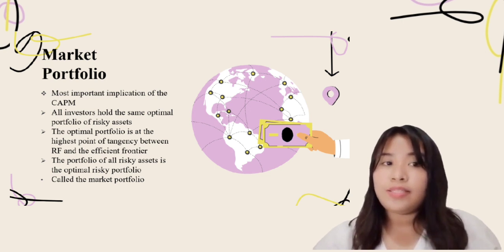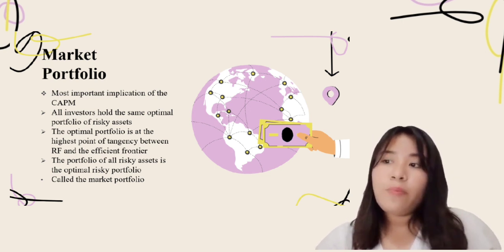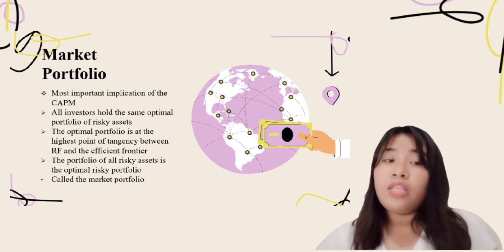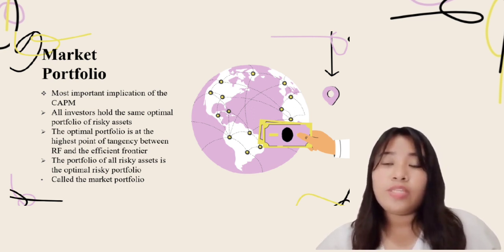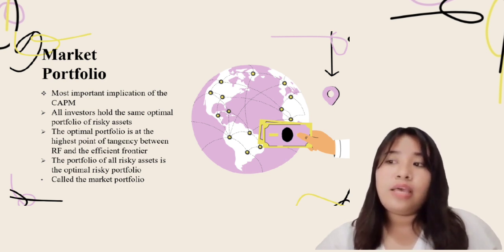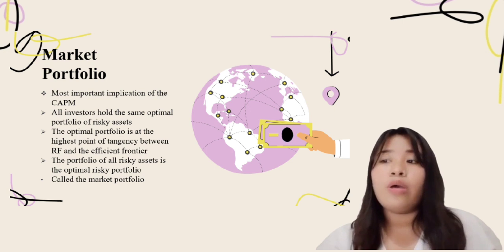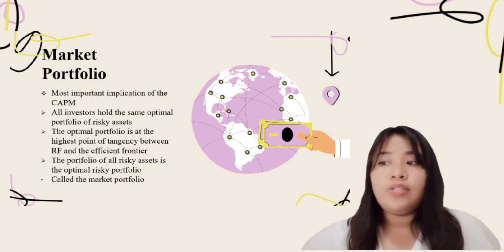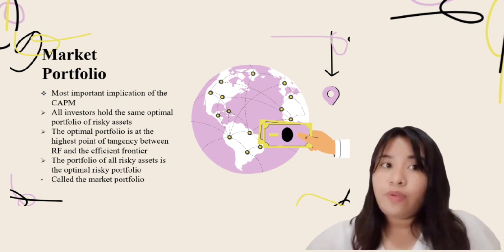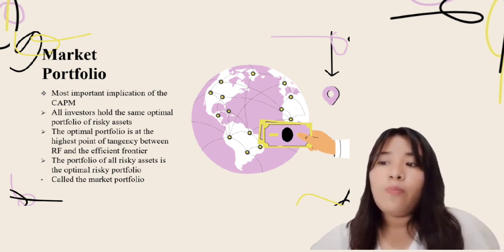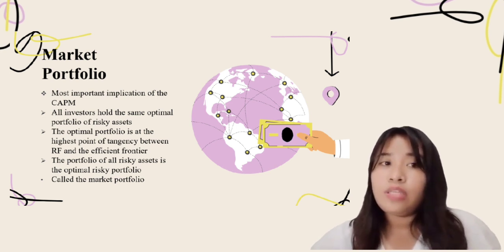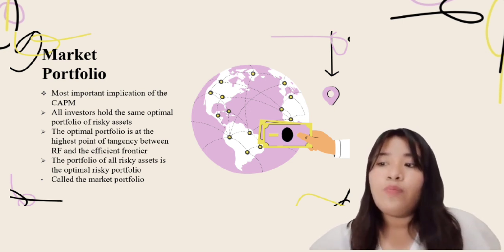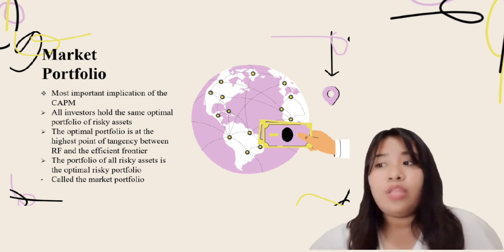So, the next one is market portfolio. Most important application of the CAPM. All investors hold the same optimal portfolio of risky assets. So, lahat daw na investor is, pareho silang may hawak. Lahat sila is may hawak ng optimal portfolio para sa risky assets. So, yung optimal portfolio na yon, highest point siya ng tangency between RF and the efficient frontier. So, yung lahat ng portfolio na yon is nakapaloob siya dun sa optimal risky portfolio. So, yun yung market portfolio. Lahat ng risky assets is nandoon.